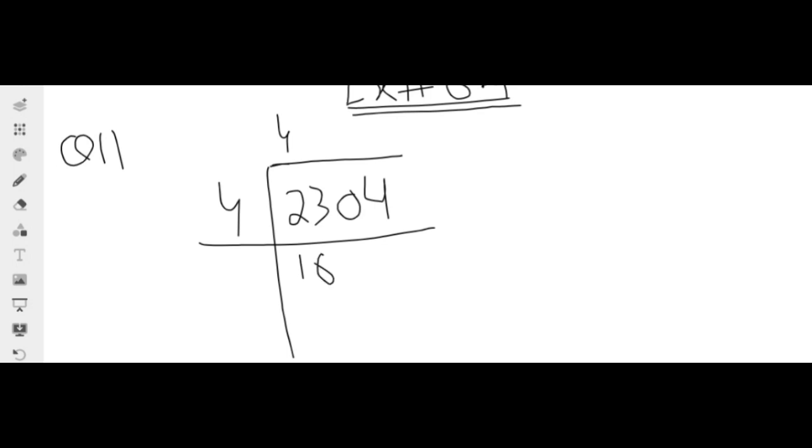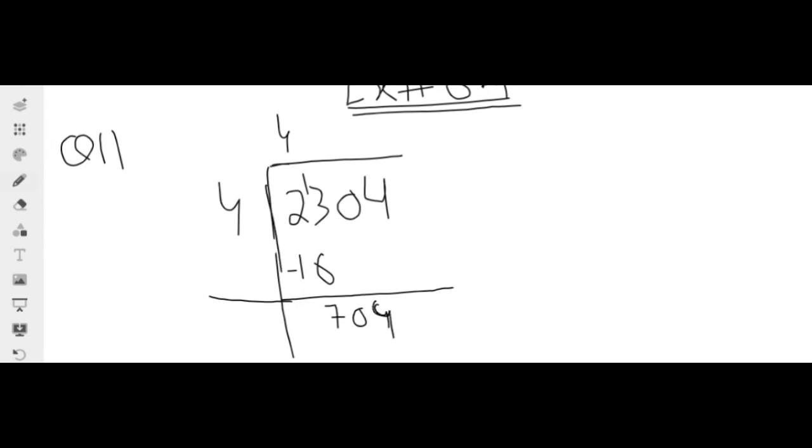So 23 minus 16. No, 23 minus 16, because this is a greater number and this is a smaller number. So 13 minus 6 will give 7. 7, and 0 and 4 will come down here. Now we have to solve 704.